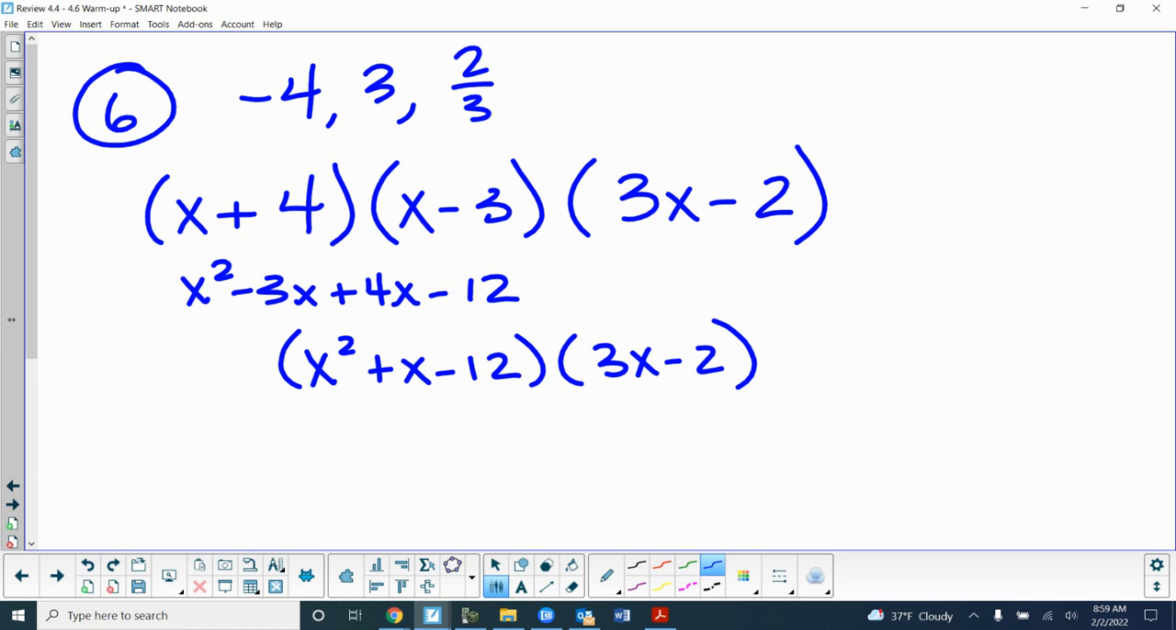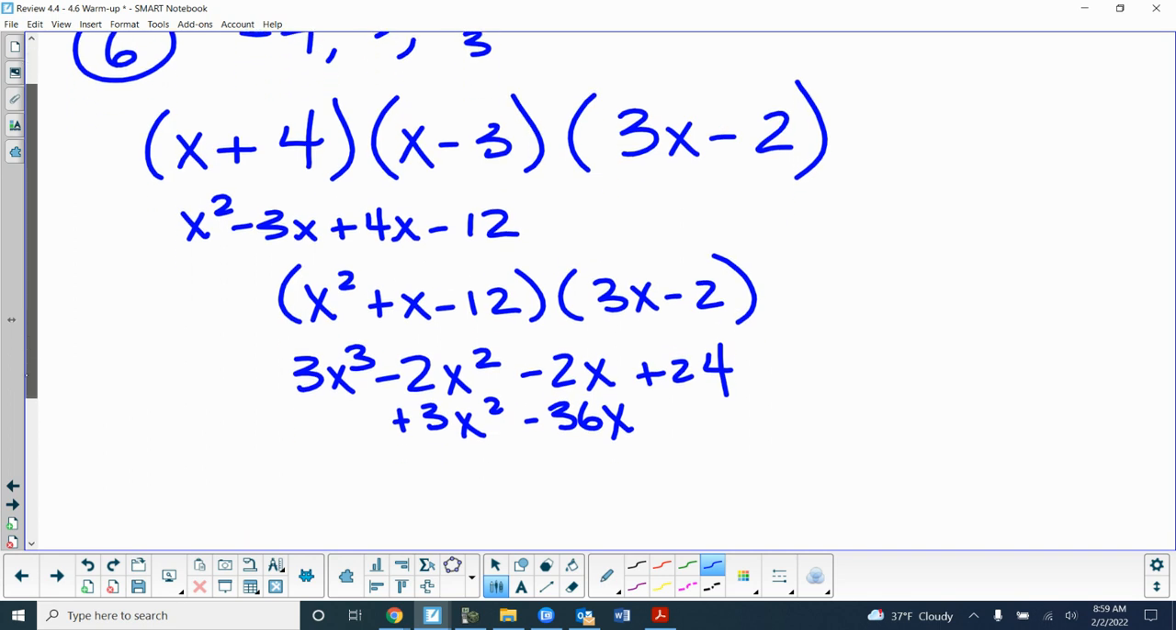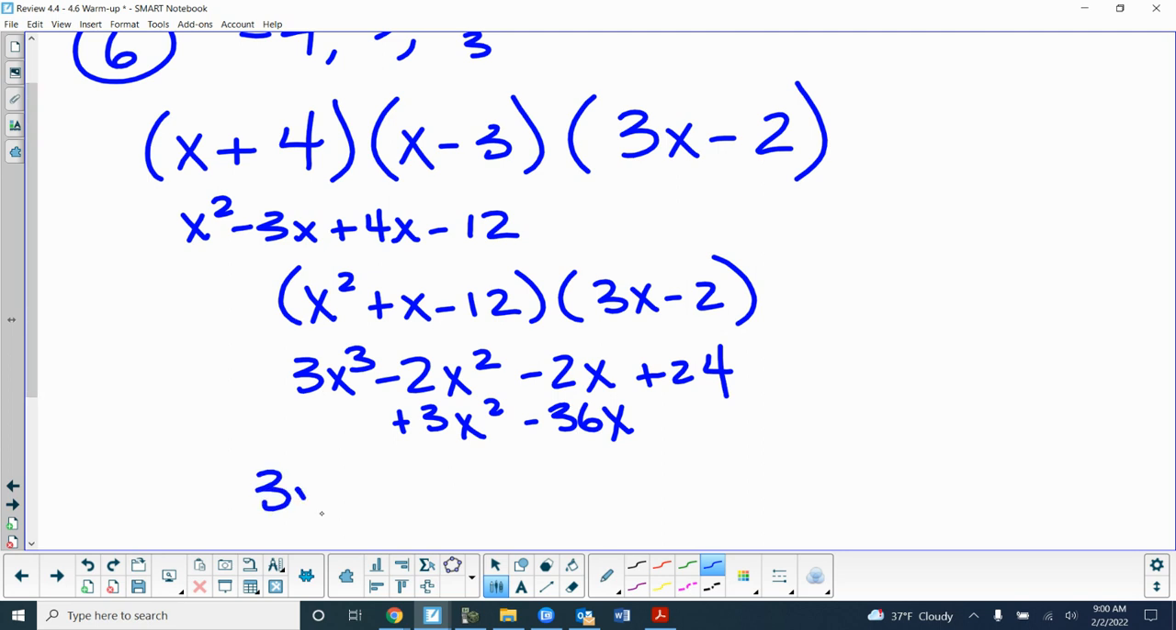All right, so x squared times 3x is 3x cubed. x squared times negative 2 is negative 2x squared. x times 3x is a positive 3x squared, and x times negative 2 is a negative 2x. Negative 12 times 3x is negative 36x, and then negative 12 times negative 2 is a positive 24. So combine like terms there to finish up. You get 3x cubed plus 1x squared minus 38x plus 24.